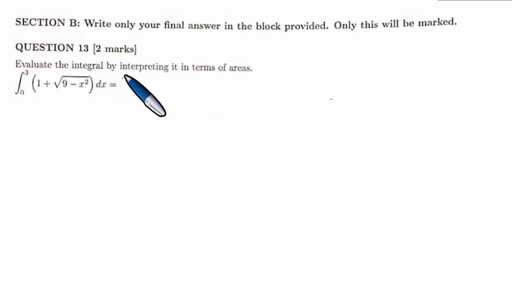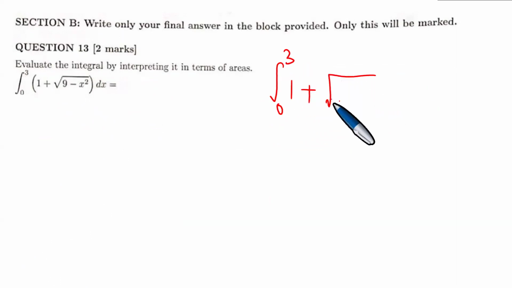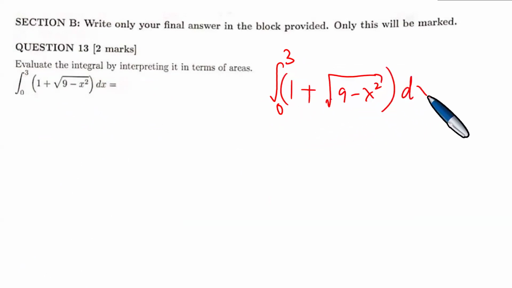Now, section B is about the evaluation of this. Evaluate the integral by interpreting in terms of areas. So if you look at the integral from 0 to 3 of 1 plus the square root of 9 minus x squared dx, what do you think is the correct answer to this? Please try it. And when you're done, you let us know and then we'll discuss it. Now we are starting section B of the exam.